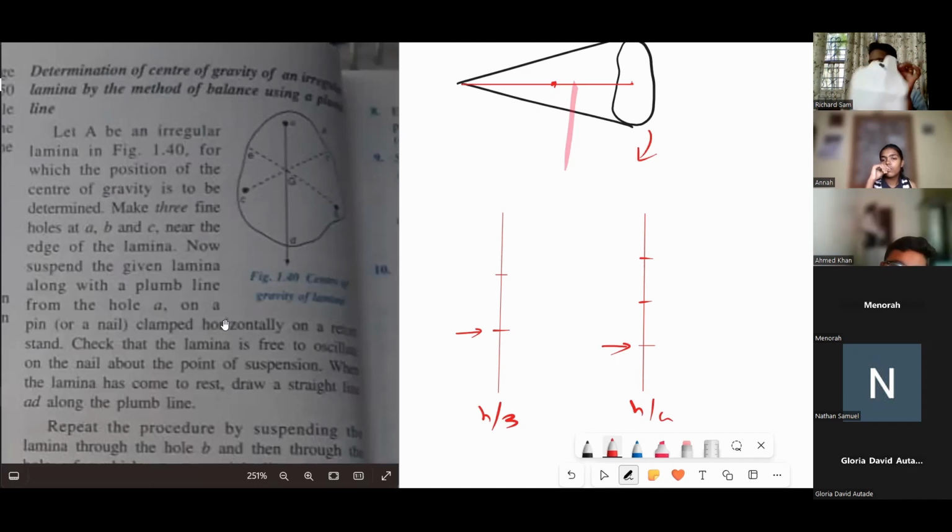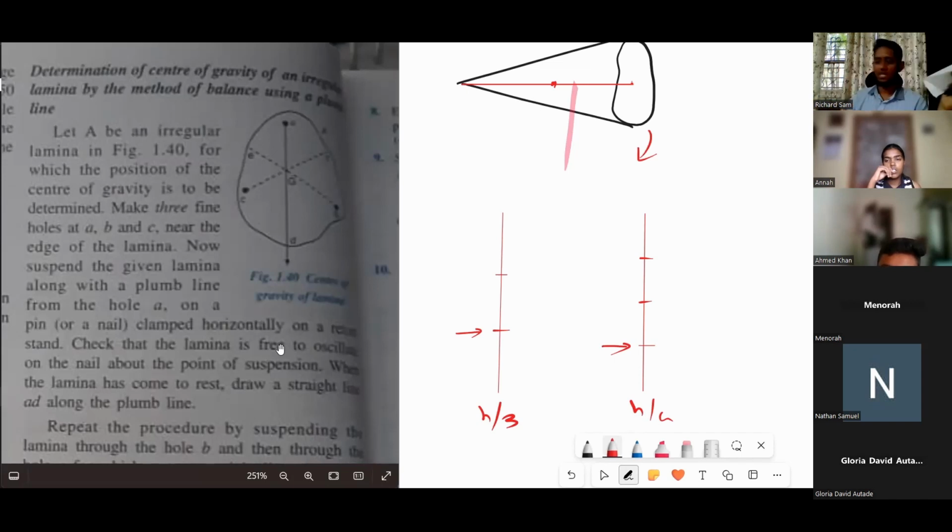So what is hanging freely? 2 things are hanging freely. Your lamina is also hanging freely, and the thread is also hanging freely. Both are attracted by the gravity, so they will be at a certain position. On that thread, you will draw a line. You will repeat that same process from all the 3 holes that you have made. Now, all these 3 lines, they'll meet at one point, right? That point is the center of gravity.